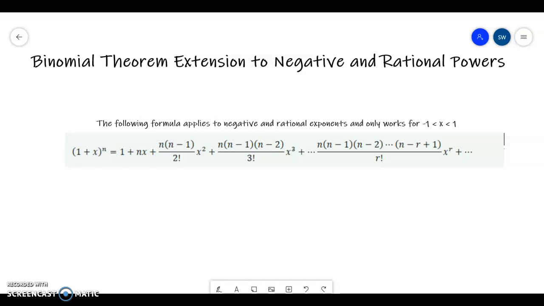Today we're talking about an extension of the binomial theorem that we did not talk about last year, and this extends to when you're dealing with a binomial in this form of 1 plus x to a power where that power can be negative or a rational power.